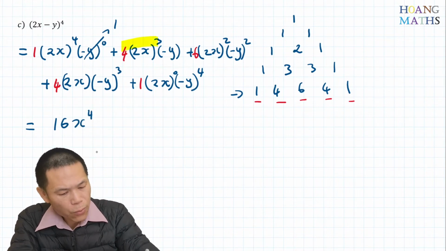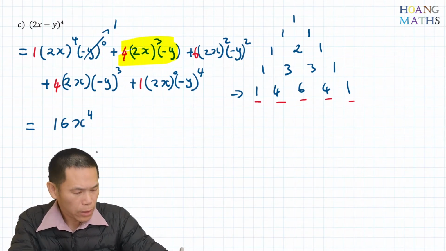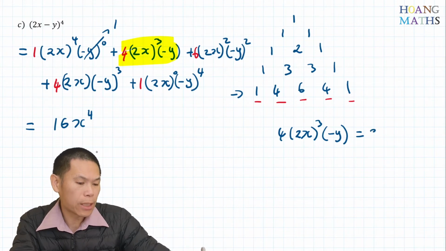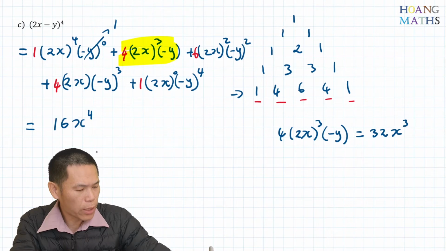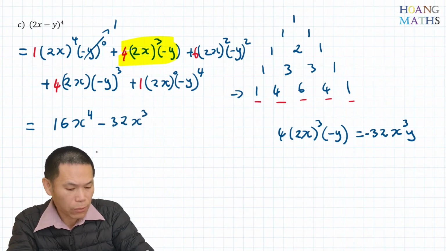And now, with this term here, I just write this down so you can see what I'm doing. So 4, 2x to the power 3, negative y. That will give me, now 2 to the power 3 is 8, times 4 is 32. Okay, you can always use a calculator. And to the power 3, negative y, so just y here and negative. So just write this down. So minus 32x to the power 3 y.